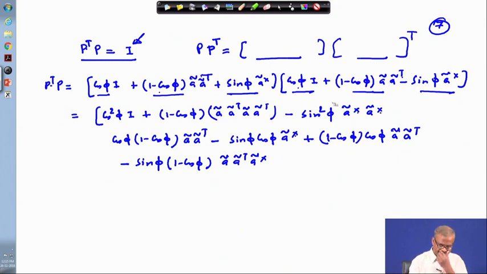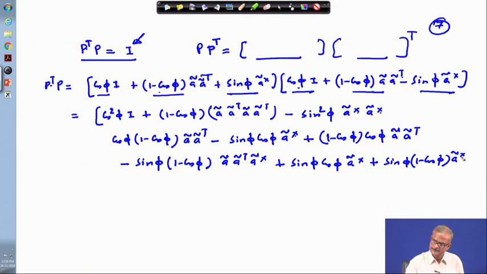So, lastly, we have to work with this one. So, this is sin phi times cos phi A tilde cross. Multiplying this together that gives us plus sin phi times 1 minus cos phi A tilde cross times A tilde transpose. And the third term we have already multiplied, which is written here in this place.